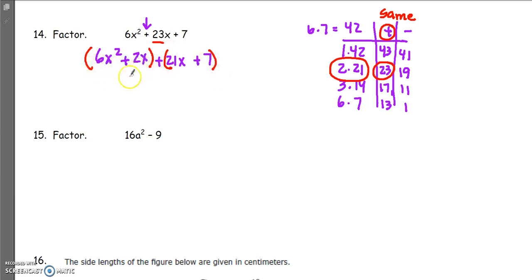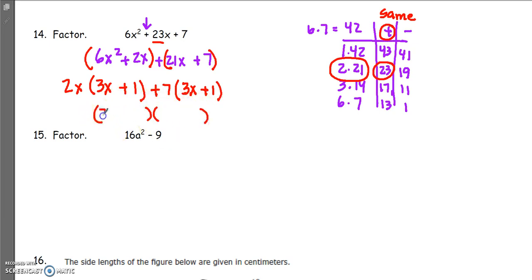And I find out whatever's common here in the first set of parentheses, which looks like it's going to be a 2 and an x. So 2x times 3x will give me the 6x squared, plus 2x times 1 will give me the 2x. Here it looks like I've got a 7, so I'll factor out a positive 7. So 7 times 3x will give me the 21x. 7 times 1 will give me the 7. My parentheses are the same. So when I go to create my final answer, I've got 2x that I factored out plus 7. And then I have the 3x plus 1. And this would be my answer.